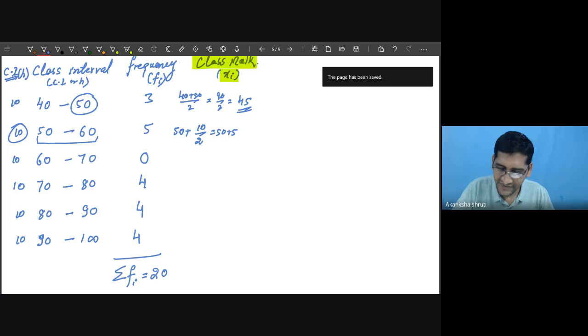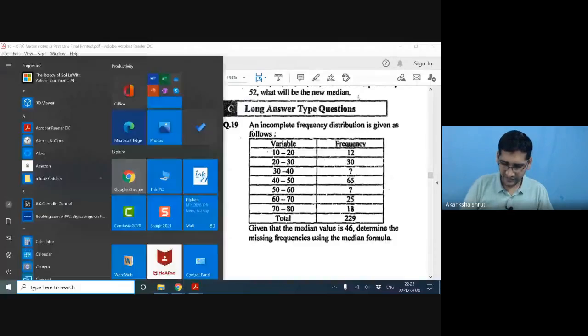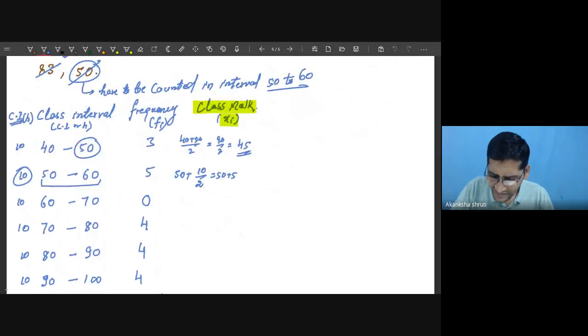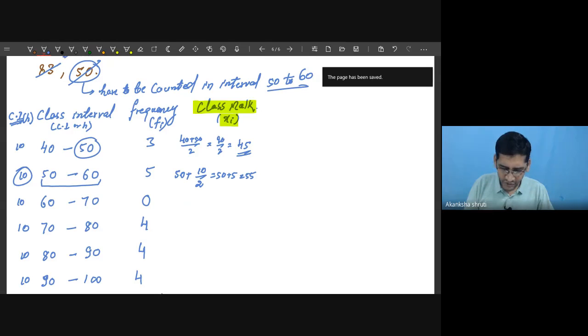Write it. My pen is not able to write. Is equal to 55. Okay, students, there is another way of doing this also.